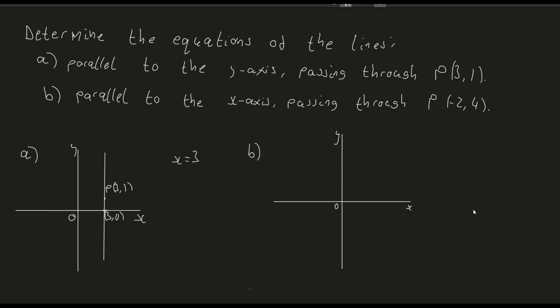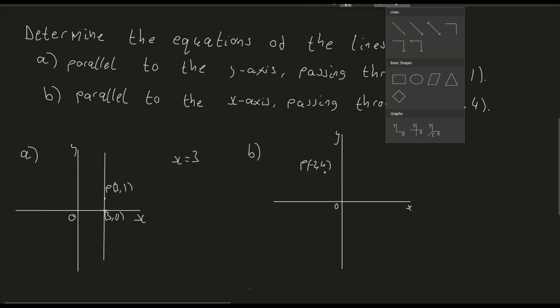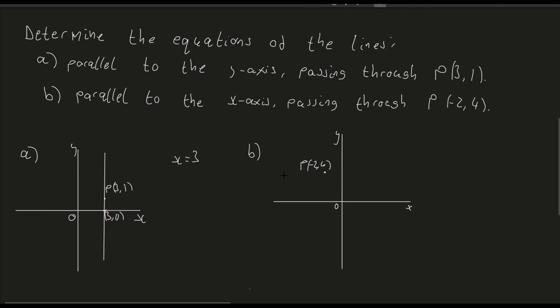In similar fashion, in part B, we're going to plot the point that we have. So we have the point (-2, 4), which will roughly be around there. So P(-2, 4). And we were told that this line is parallel to the x-axis. So in this case, there's the x-axis. The line is going to cut across this way horizontally. So let me see if I can put this in.